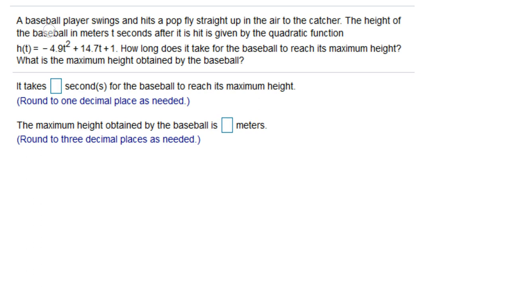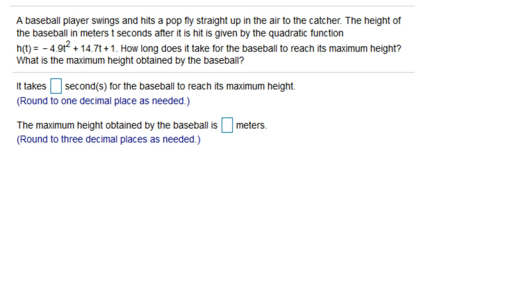This question says, a baseball player swings and hits a pop fly straight up in the air to the catcher. The height of the baseball in meters t seconds after it's hit is given by the quadratic function h of t equals negative 4.9 t squared plus 14.7 t plus 1. How long does it take for the baseball to reach its maximum height, and what is that maximum height?